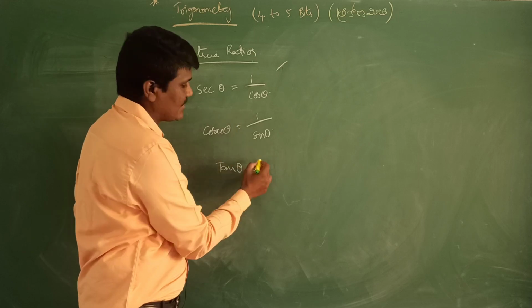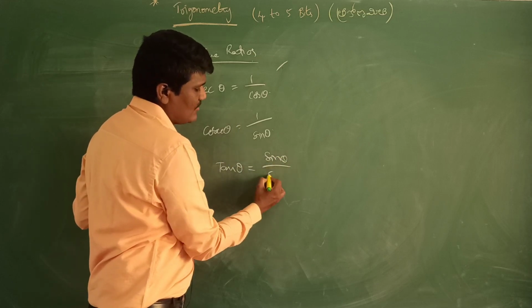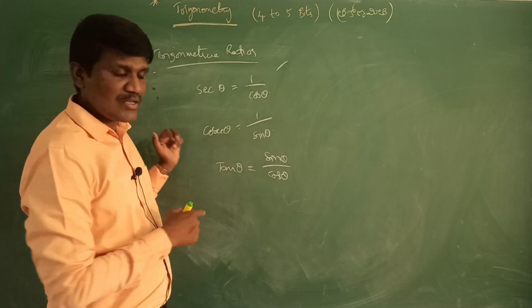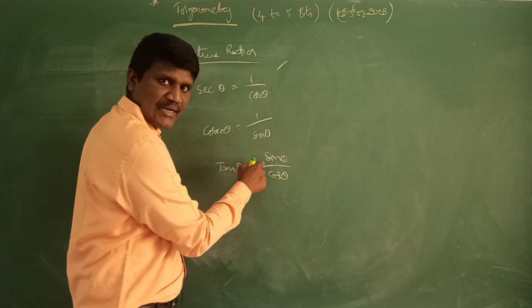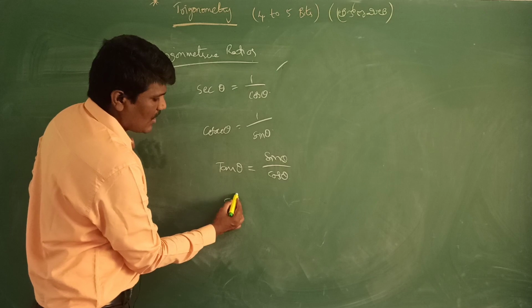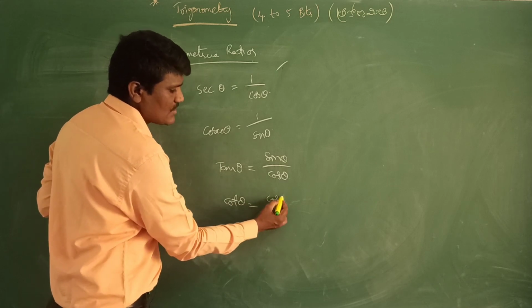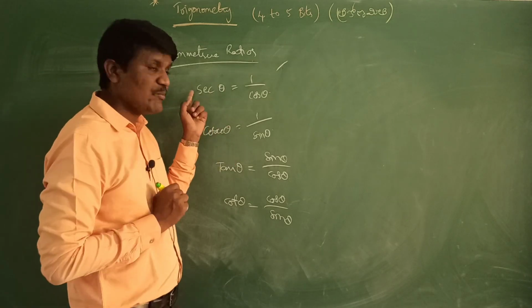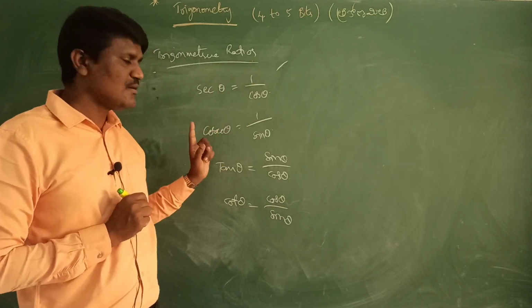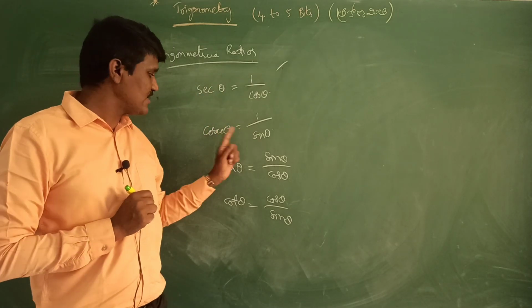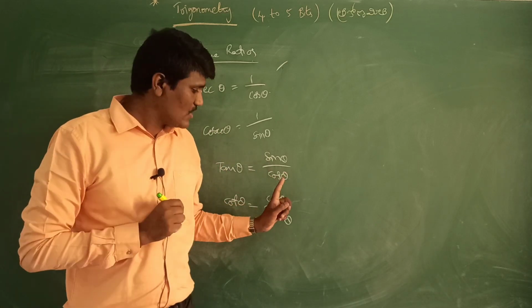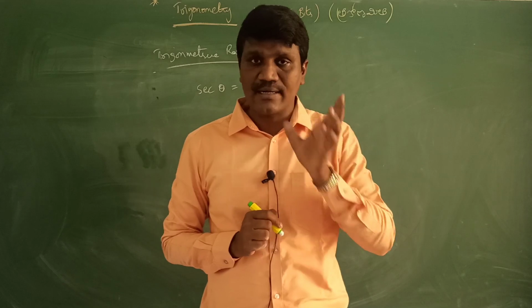Then tan theta is nothing but sin theta by cos theta. Or tan A is equal to sin A by cos A, tan theta is equal to sin theta by cos theta, cot theta is equal to cos theta by sin theta. So remember students, sec theta is 1 by cos theta, cosec theta is 1 by sin theta, tan theta is sin theta by cos theta, cot theta is equal to cos theta by sin theta.